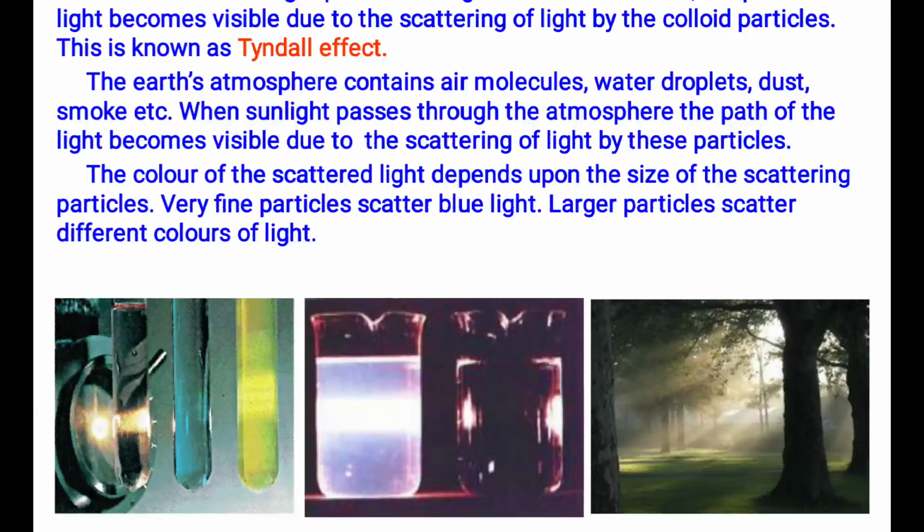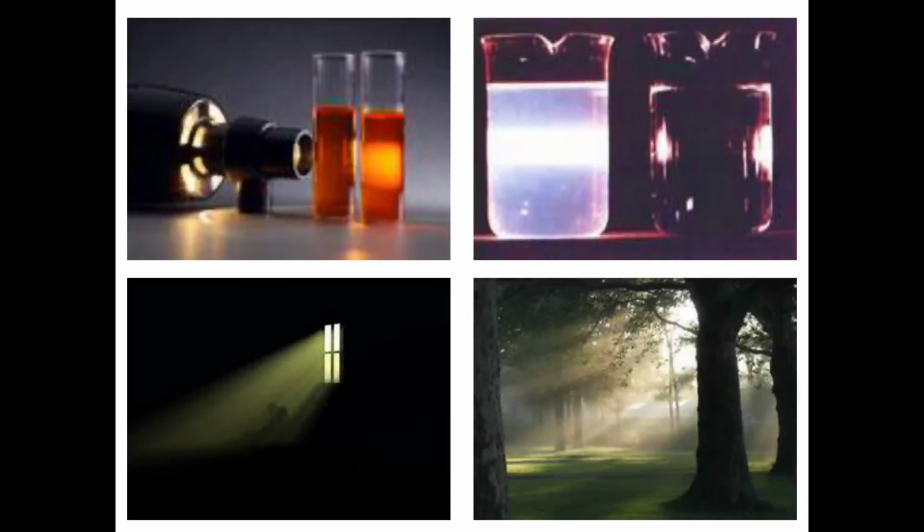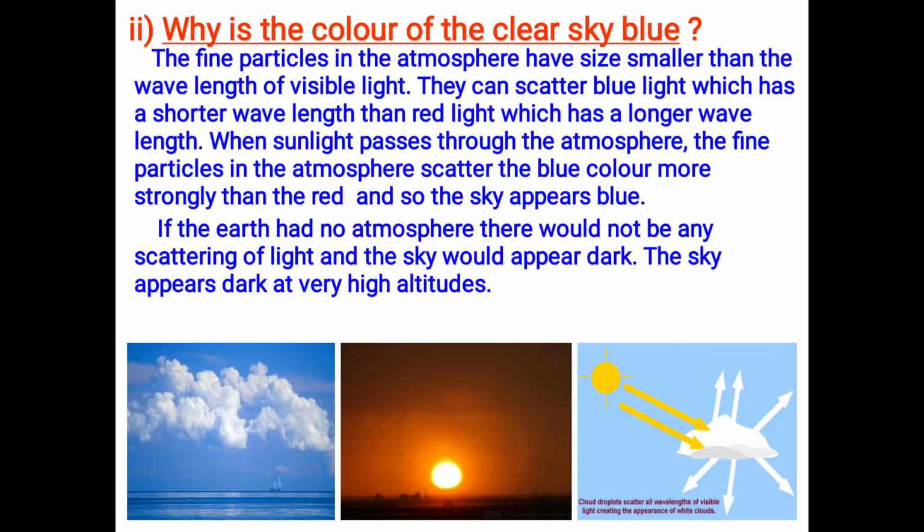The earth's atmosphere contains air molecules, water droplets, dust, smoke, etc. When sunlight passes through the atmosphere, the path of the light becomes visible due to the scattering of light by these particles. The color of the scattered light depends upon the size of the scattering particles. Very fine particles scatter blue light. Larger particles scatter different colors of light. Like this. Here I have shown some images.